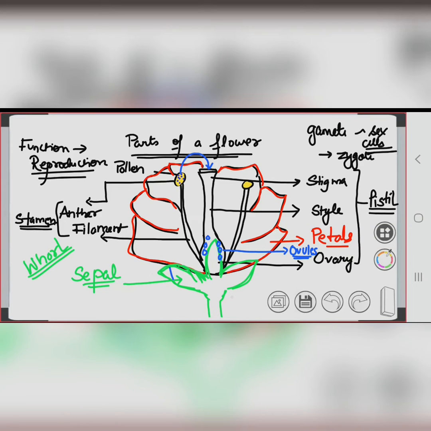Now, the base from where we hold the flower is called the pedicel. That stalk from where we hold the flower is called the pedicel. Now, is everybody clear with all the parts? Pedicel, sepals, petals, stamen, and pistil.